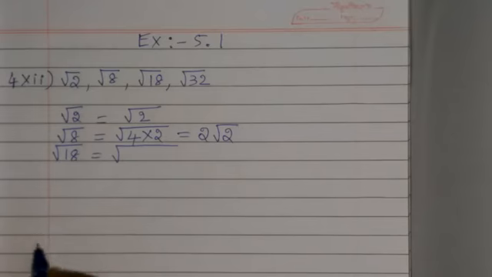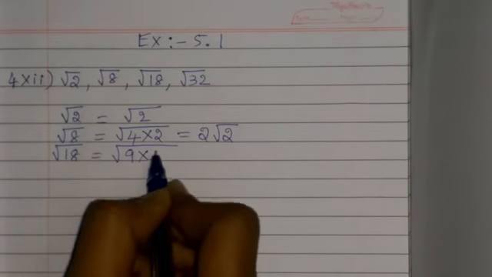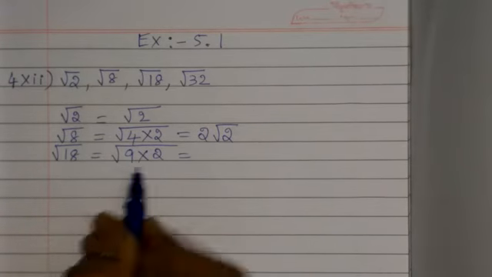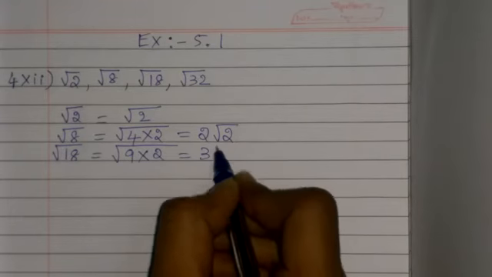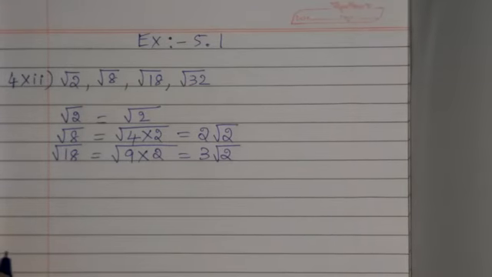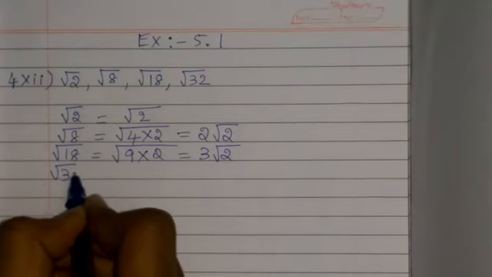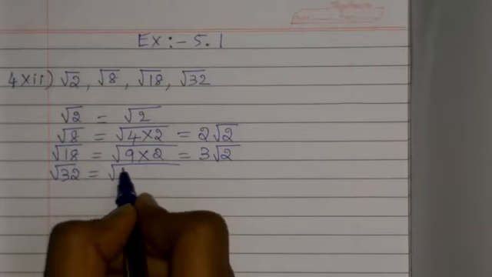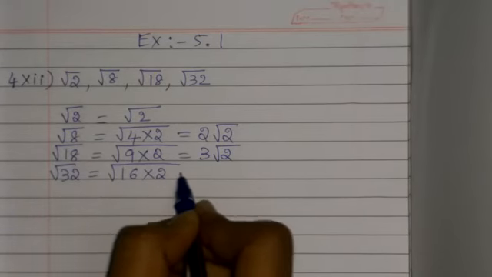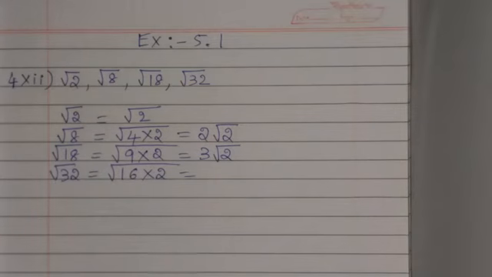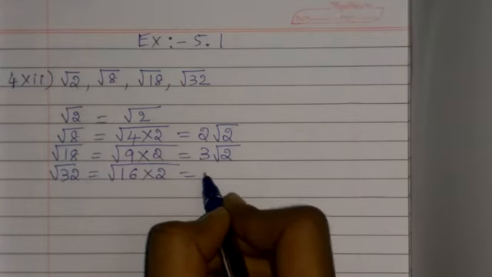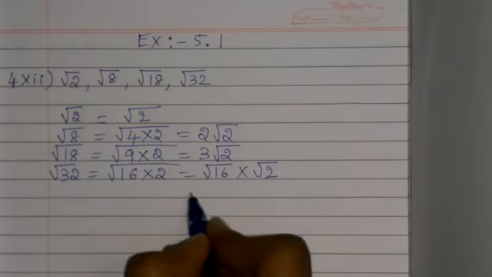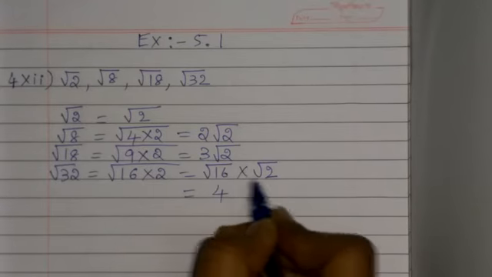Now root 18. We can write it as 9 into 2. So root 9 will be 3, so 3 root 2. Now root 32. We can write it as 16 into 2. So this will be simplified. We can write it as root 16 into root 2. See, now root 16 is 4, so 4 root 2.